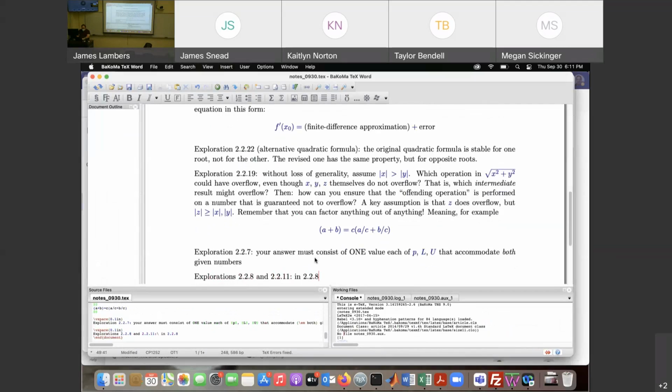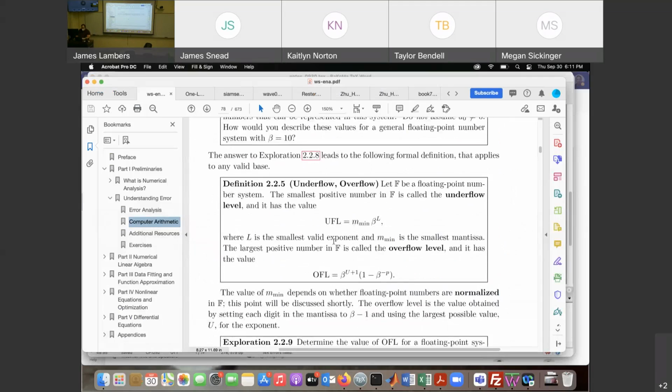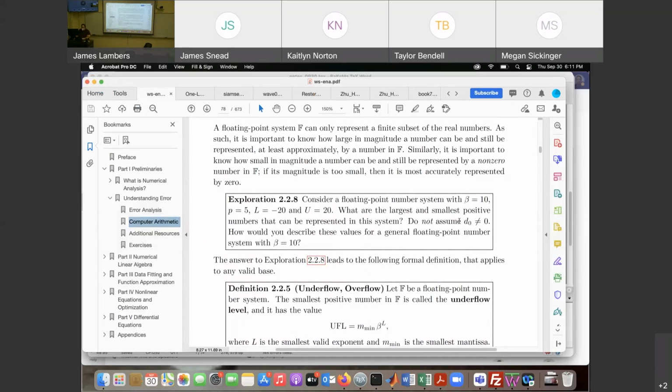In the first one, 2.8, numbers are not normalized. When a number is normalized, it's assumed that the leading digit, the one digit to the left of the decimal point in the mantissa, has to be non-zero. But in 2.8, it's explicitly stated that you do not assume that. So numbers are not normalized.